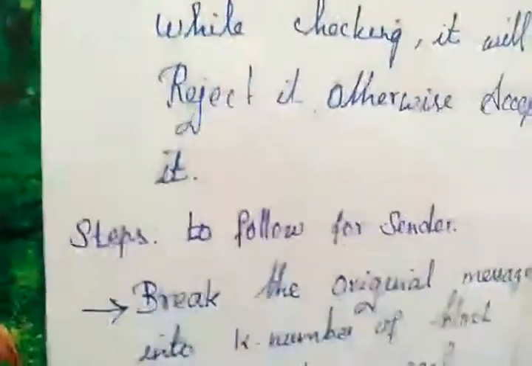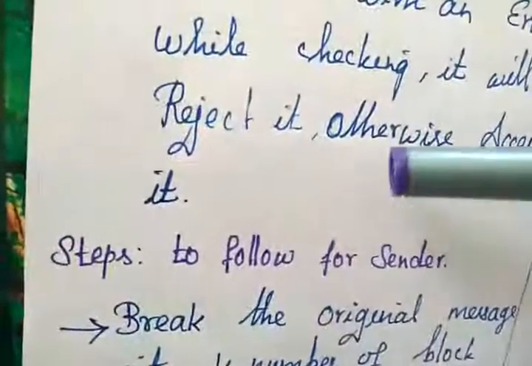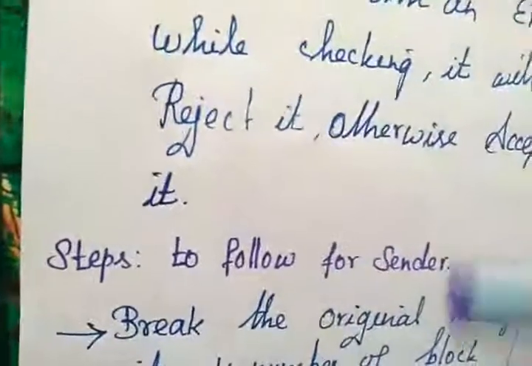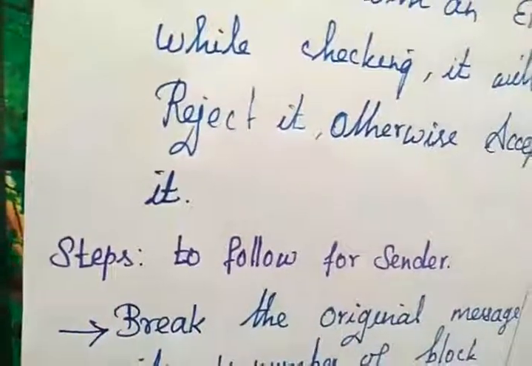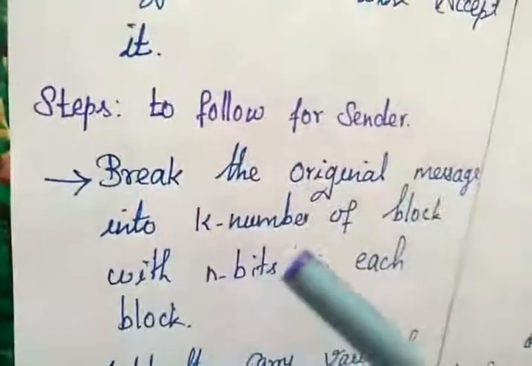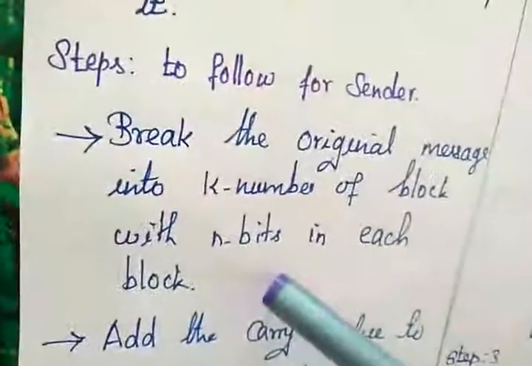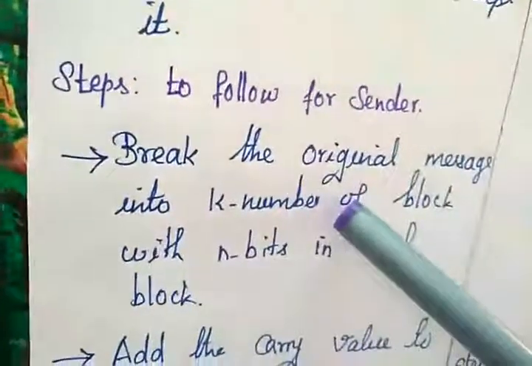The sender should follow the following steps to create a checksum. What are the steps? The first step is to break the original message into k number of blocks with n bits in each block. This is the first step.